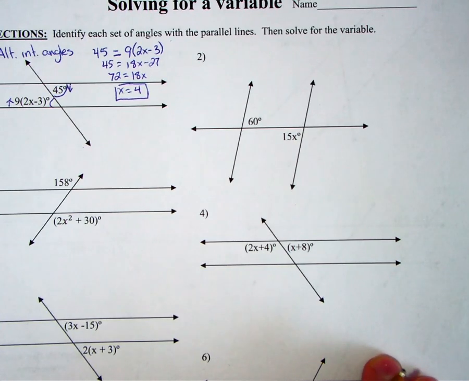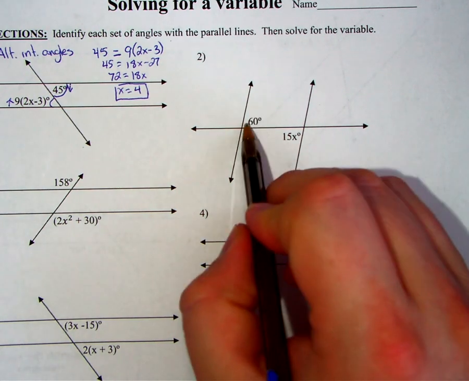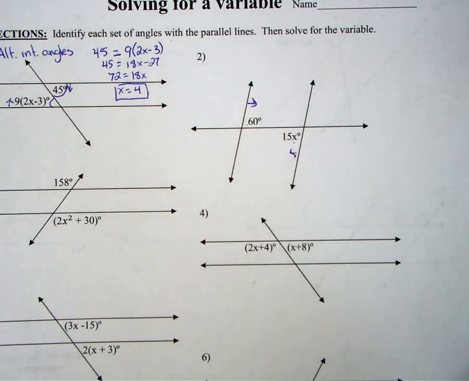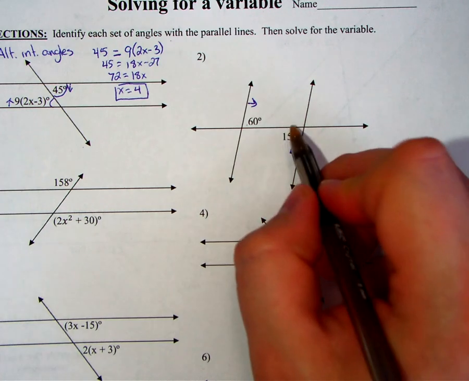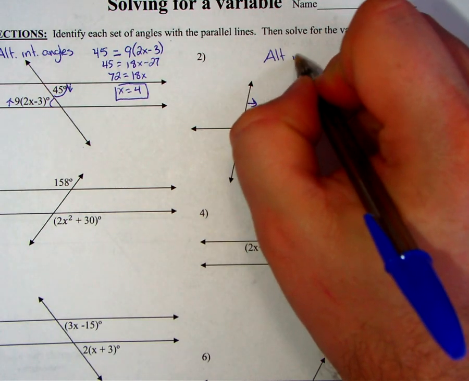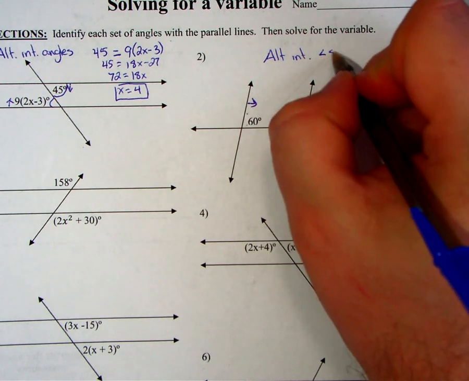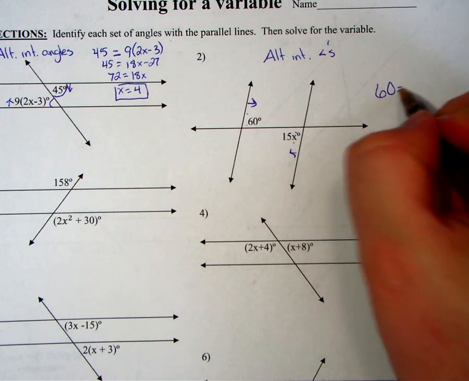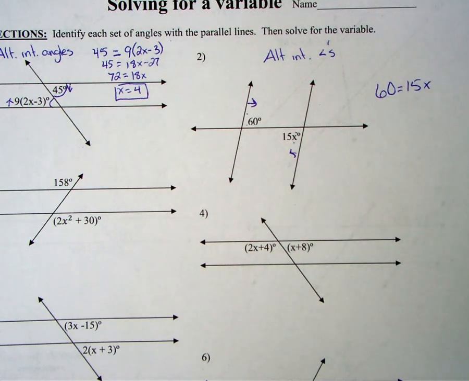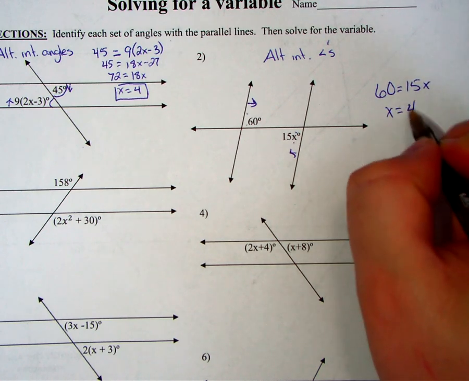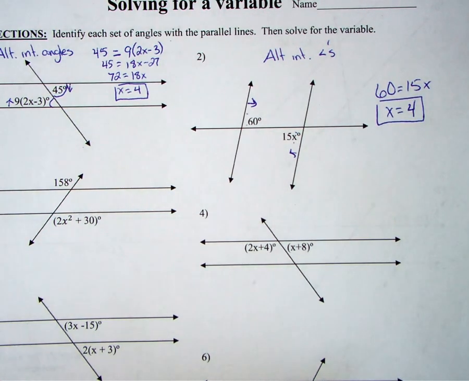Question number 2. Question number 2 is again alternate interior angles. Both of these angles are inside the two parallel lines. They're on alternating sides of the transversal. So they are equal to each other. 60 is equal to 15x, and this is a much simpler problem. Divide by 15. X is again equal to 4.